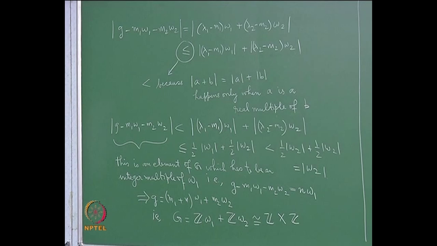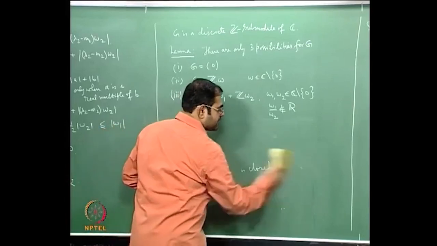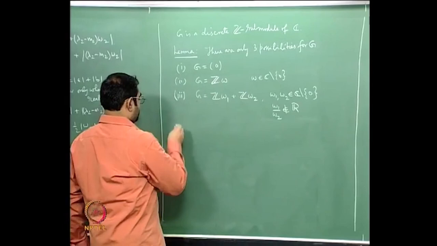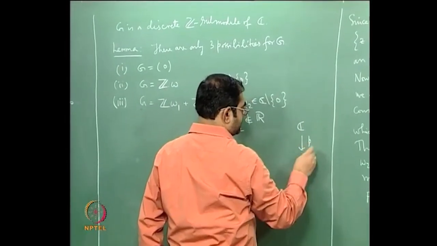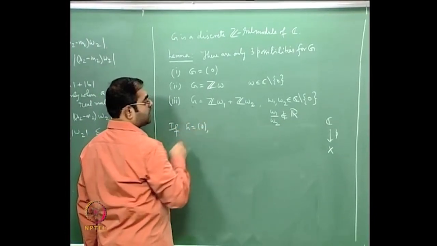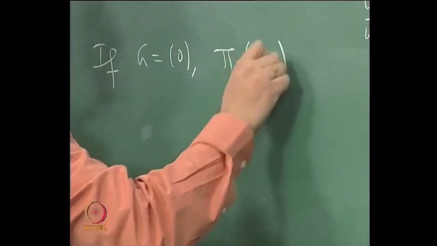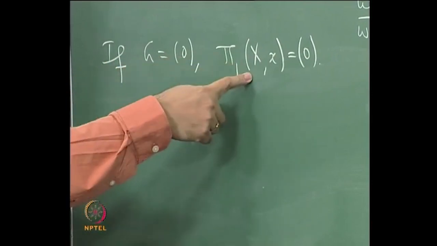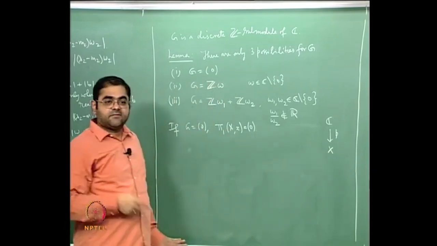Now what we are going to do is use this lemma to get all the results that we want. So let me rub this off and look at each of these cases. Remember that our situation was we had C to X, P is a covering map, this is the universal covering. If G is 0, then what happens? If G is 0, that means pi 1 of X, capital X comma small x is 0. After all, G is the image of pi 1. If you remember, pi 1, the fundamental group of the base, was identified with the Deck transformation group.